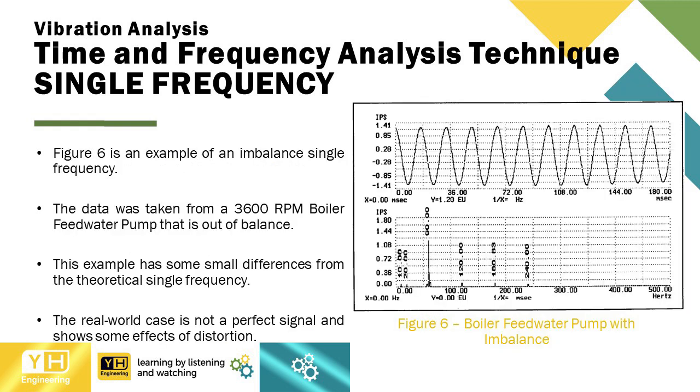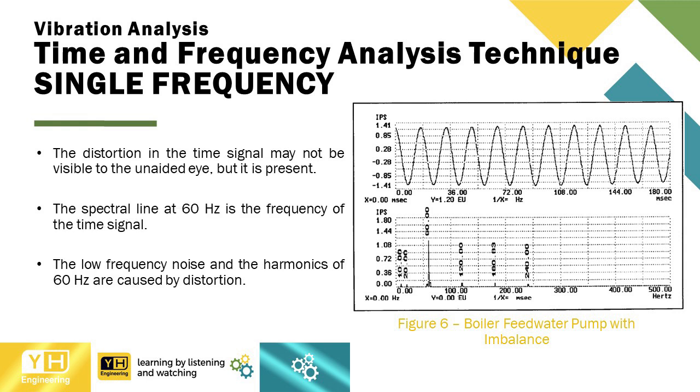Figure 6 is an example of an imbalanced single frequency. The data was taken from a 3,600 RPM boiler feedwater pump that is out of balance. This example has some small differences from the theoretical single frequency. The real-world case is not a perfect signal and shows some effects of distortion. The distortion in the time signal may not be visible to the unaided eye, but it is present.